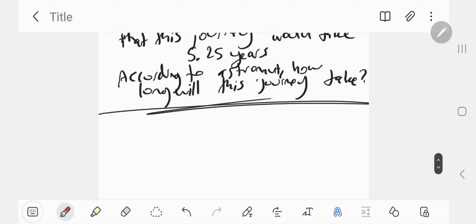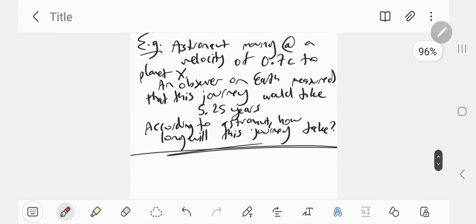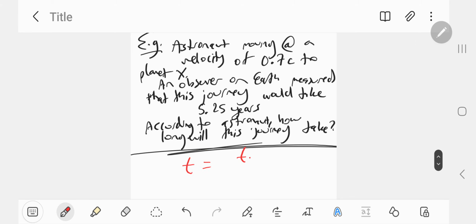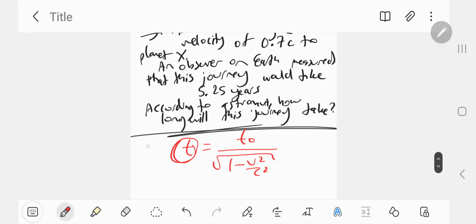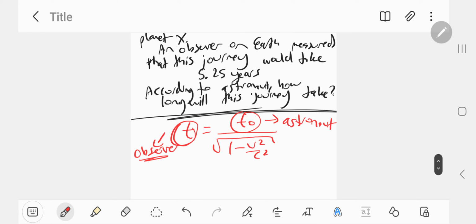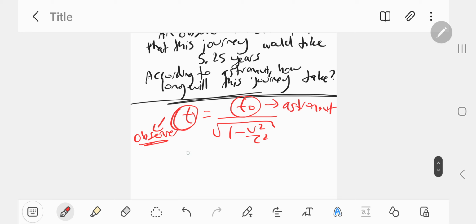So how do we do this? We need to use the time dilation formula. T is T naught over the square root of 1 minus V squared over C squared. Let's start there. Now we're interested in T sub naught, because T typically is the observer that's watching something move. T sub naught is the astronaut. This is on the HSC formula sheet, it's given. You just need to know which is which. So we need to calculate T sub naught. Rearranging using algebra, it's just this.